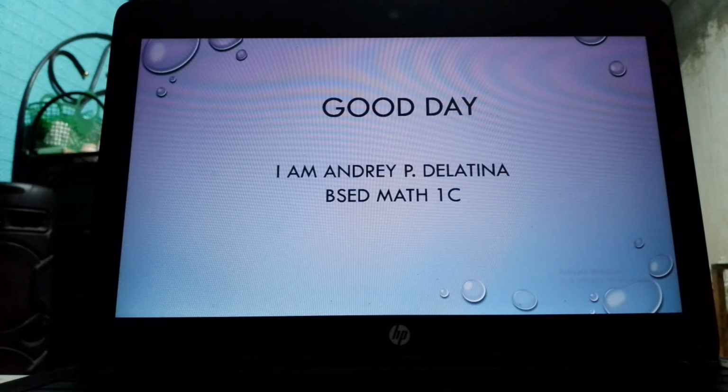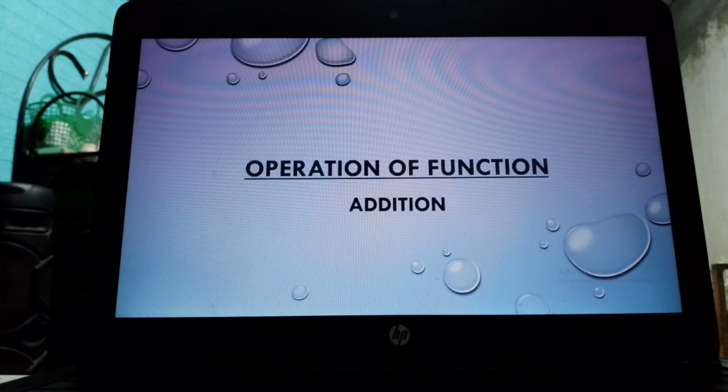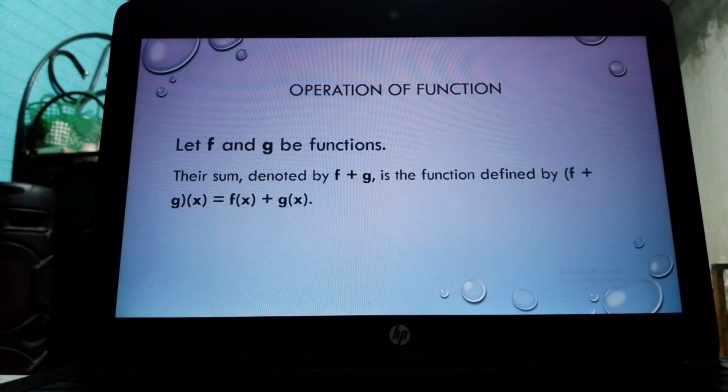So now, let us learn how to solve the operation of function in addition. Everyone, please read or just listen. Operation of function. Let f and g be functions. Their sum, denoted by f plus g, is the function defined by (f plus g)(x) is equal to f of x plus g of x.